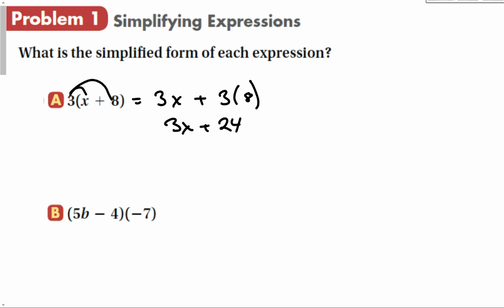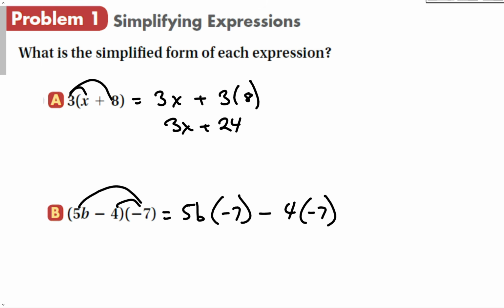Part B works the same way: we are going to multiply both of these by the -7. So be careful with the signs. Let's take this one slow as well. So we're going to get 5b times -7 minus 4 times -7. This one is a little more confusing because the signs are so different. So we're going to multiply the numbers together. That's positive 5 times a -7. The signs are different, so it's going to be negative. So that's a negative 35b.